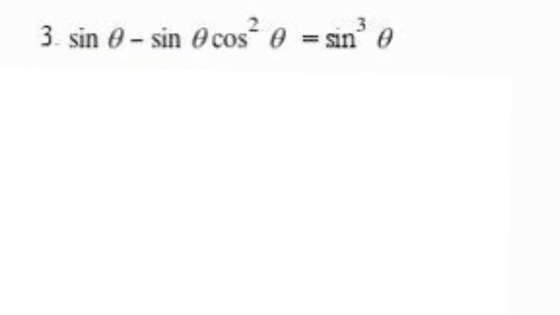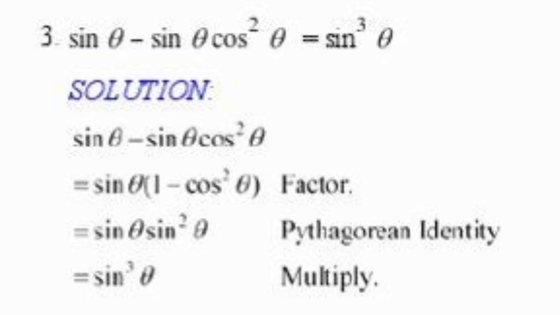So let's start with the last group, group 3. Please answer this problem, number 3. Sin theta minus sin theta cosine squared theta equals sin cubed theta. Group 3, I am giving 2 minutes to answer this problem. Okay, time's up. Group 3, give me your answer. Very good, group 3. The answer in number 3 is sin cubed theta. It's already in the problem.